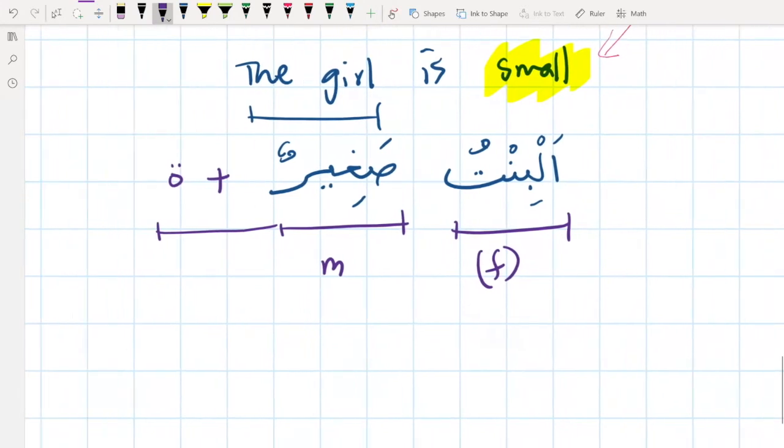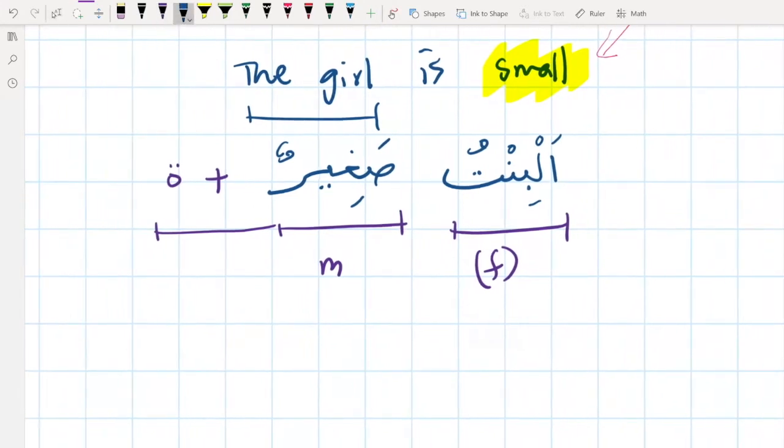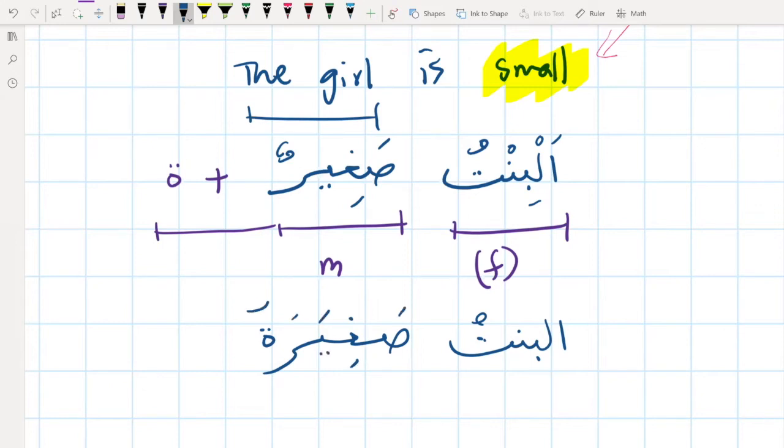Let's see how that works. So now I can say al-bintu sagiratun. What have I done? Nothing, I just added this. So a few things. Let's see what we had: we had sagirun, then we added the tamarbuta, and at the end we need tanwin.